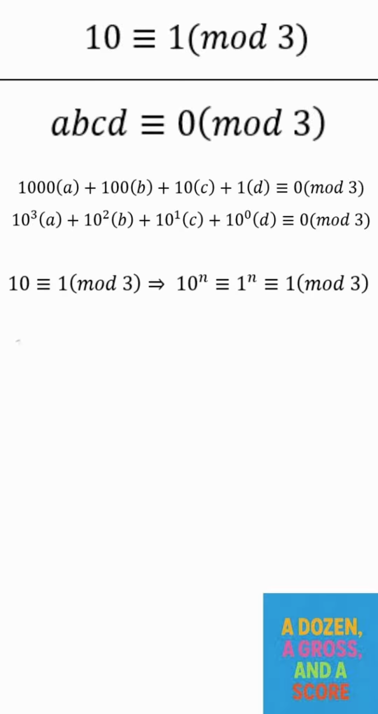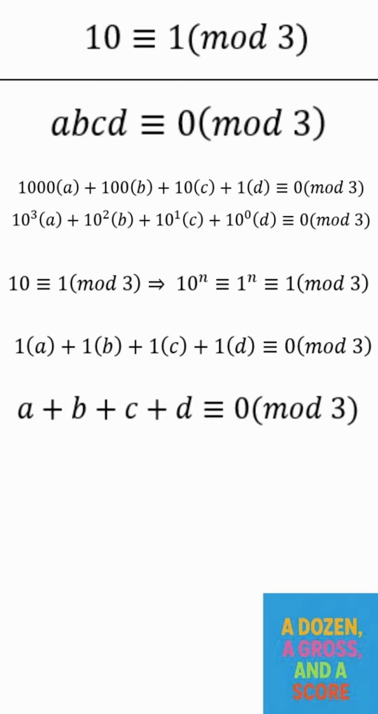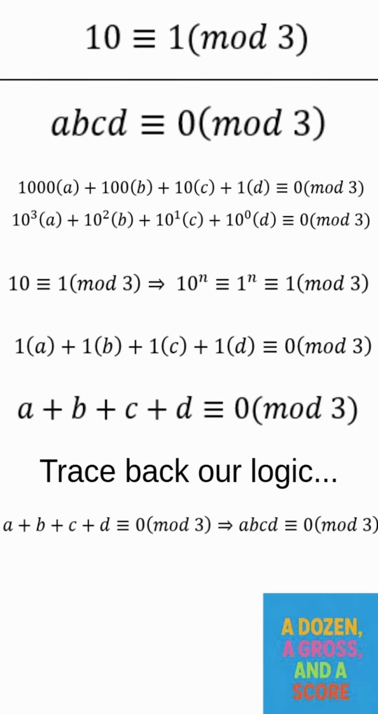Because we can individually apply the modulo to every term in this sum, we see that if a number is divisible by 3, then the sum of the digits also has to be divisible by 3. And we can trace back our logic in a similar way to see that the converse is also true. Understand that we are not just limited to 4-digit numbers, since any power of 10 has a remainder of 1 in mod 3.